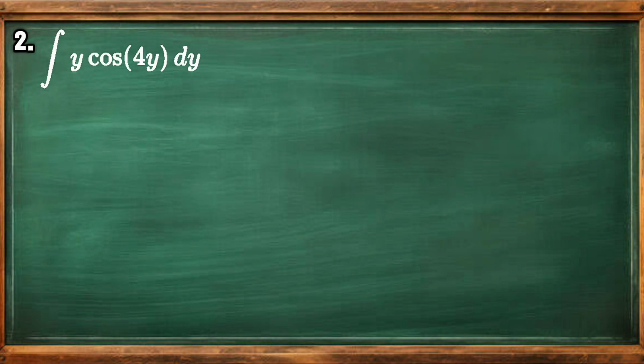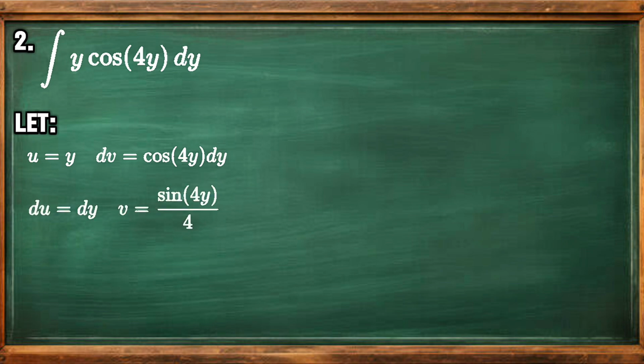For this integral, we apply integration by parts as well. We choose u is equal to y because it gets simpler when we differentiate it. And we set dv is equal to cosine 4y dy, which is easy to integrate also. Now, differentiating u is equal to y, we get du is equal to dy. Also, integrating dv is equal to cosine 4y dy, we get v is equal to 1/4 sine 4y.